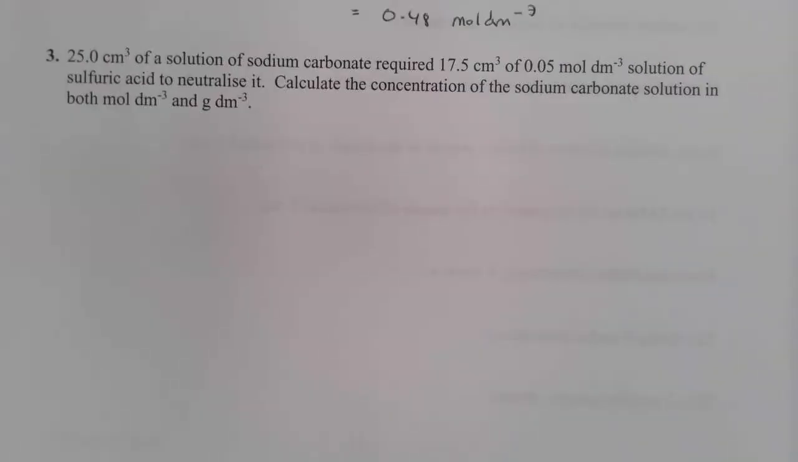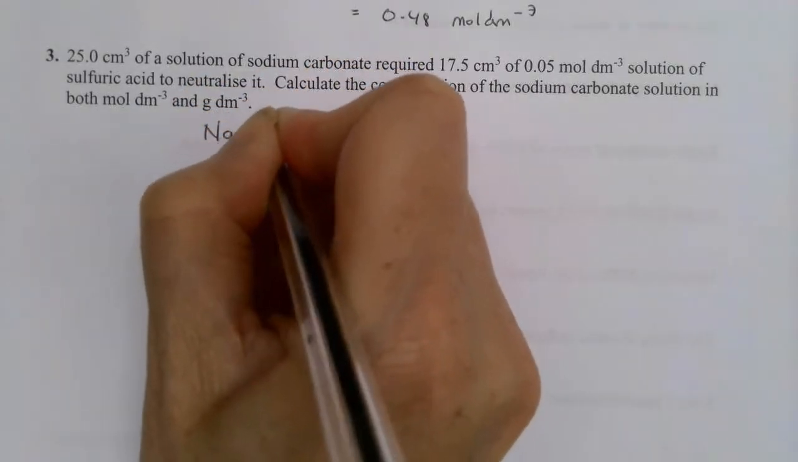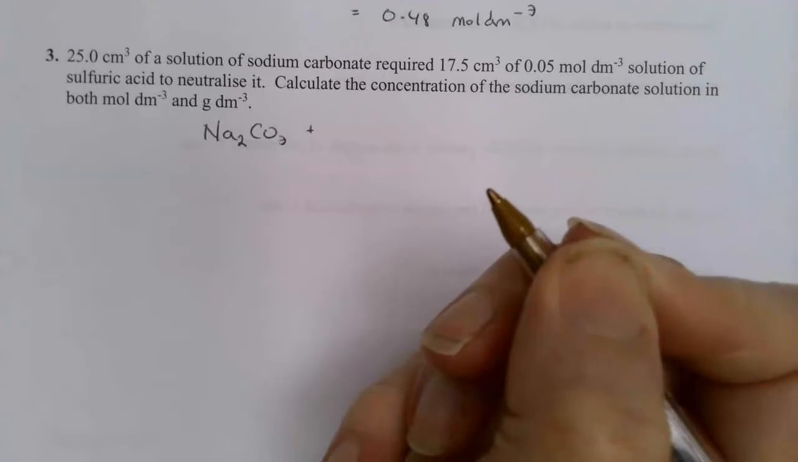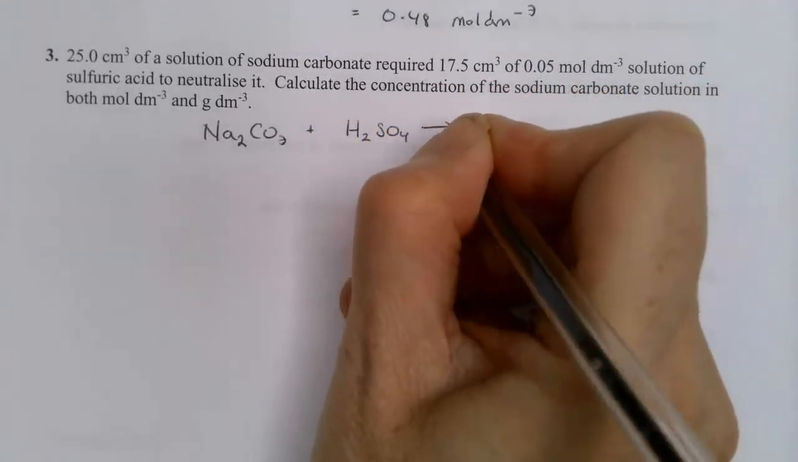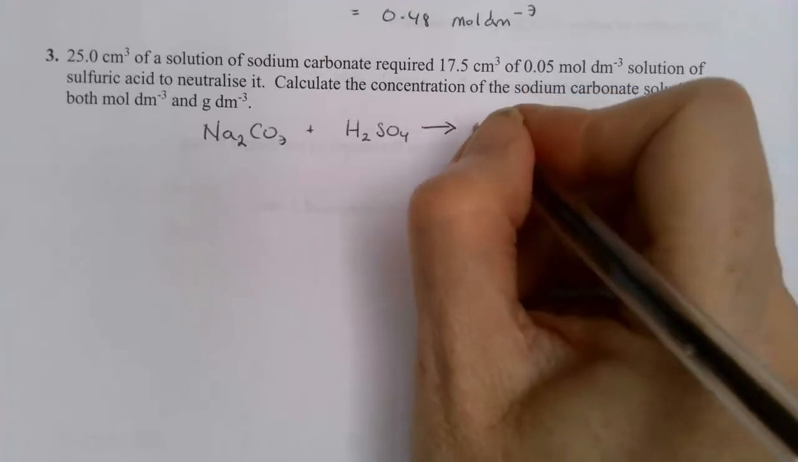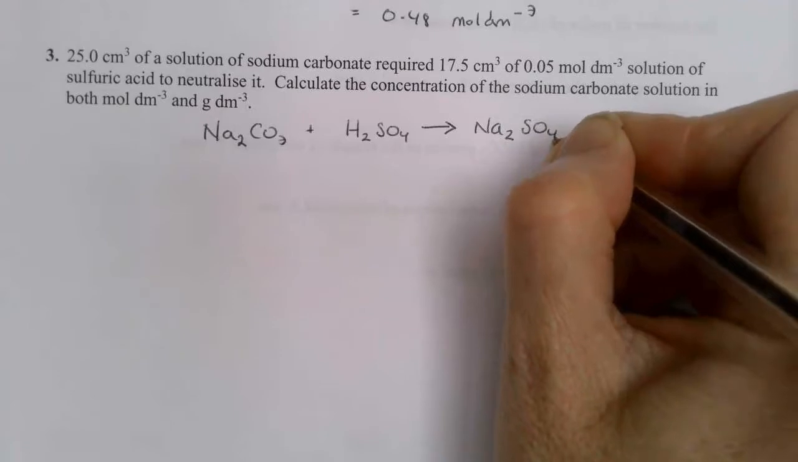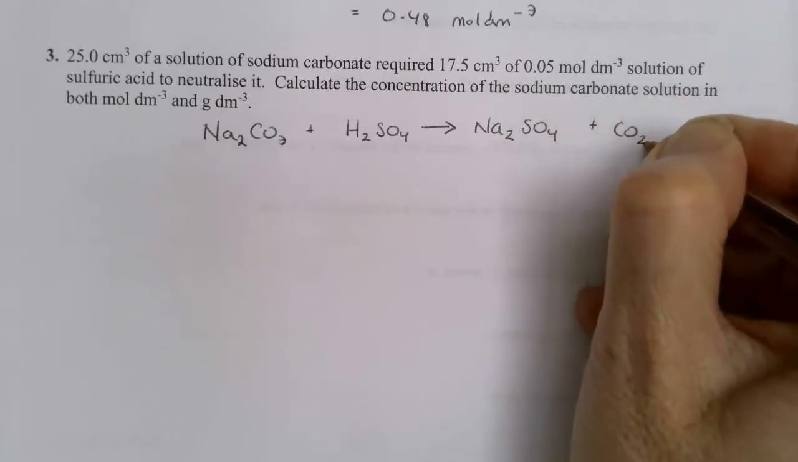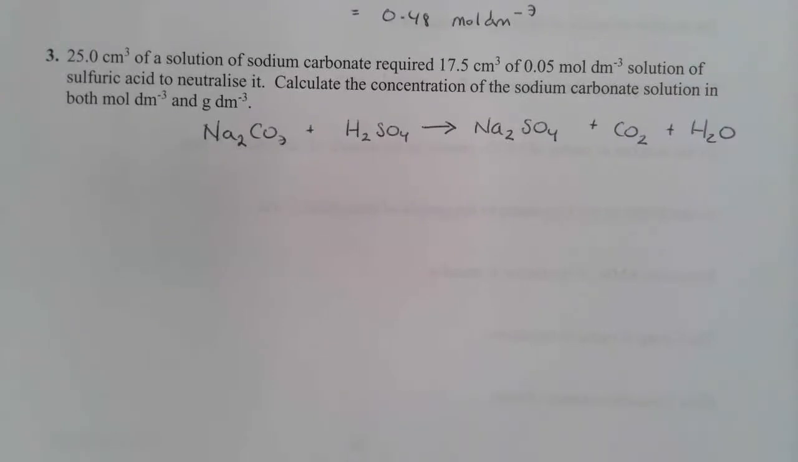So question 3, this time I've got sodium carbonate reacting with sulfuric acid. So again, the first thing I'm going to do is write out my balanced equation. And I have sodium carbonate Na2CO3, and this is reacting with my sulfuric acid H2SO4. It's a carbonate acid reaction, so it's going to make salts Na2SO4, sodium sulfate, and CO2, carbon dioxide, and water. And that's a nice balanced equation for me.